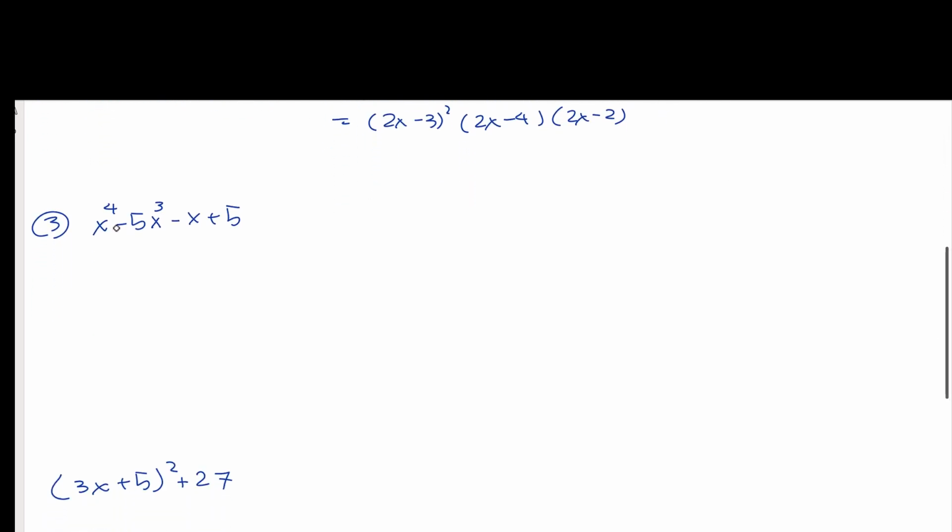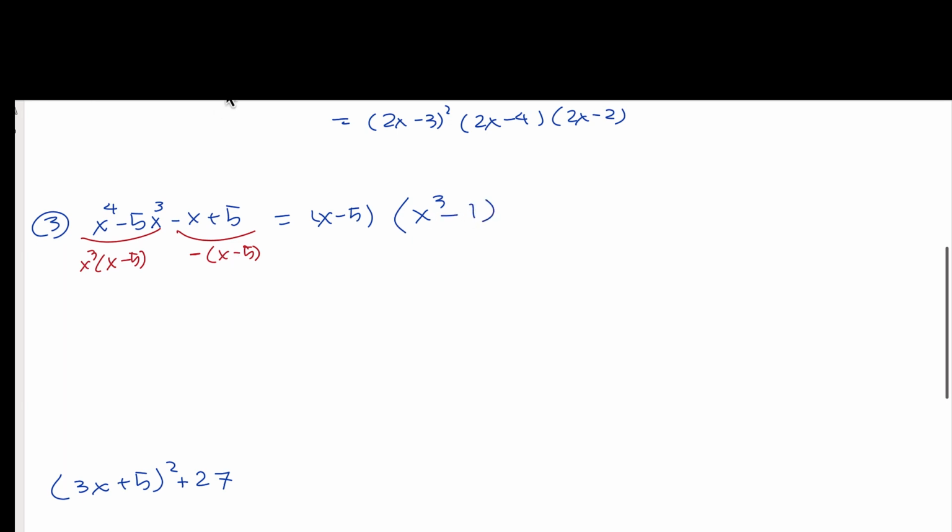There's no common factor here in every term. But I can see there's sort of a pattern if I group them. So I'm grouping this, and I see that if I factor an x cubed here, I end up with x minus 5. If I factor a negative sign, I end up at x minus 5. And so I factor out x minus 5, and what I get from the first one is x cubed, and here I get minus 1.